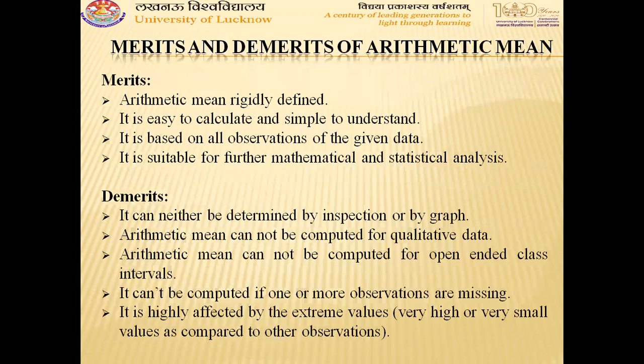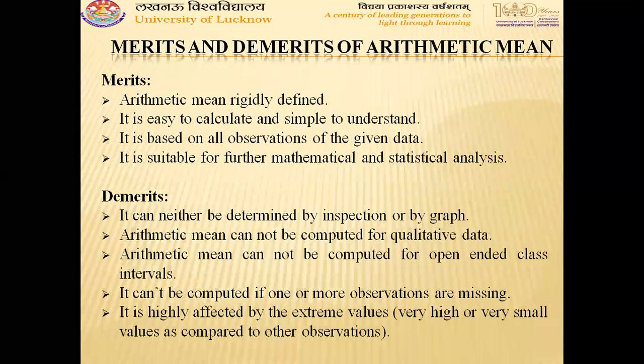Each measure of central tendency has some merits and some demerits. In case of mean, the demerits are larger than the merits. The merits of arithmetic mean are it is rigidly defined, it is easy to calculate and easy to understand. It is based upon all the observations and it is suitable for further mathematical and statistical calculations.